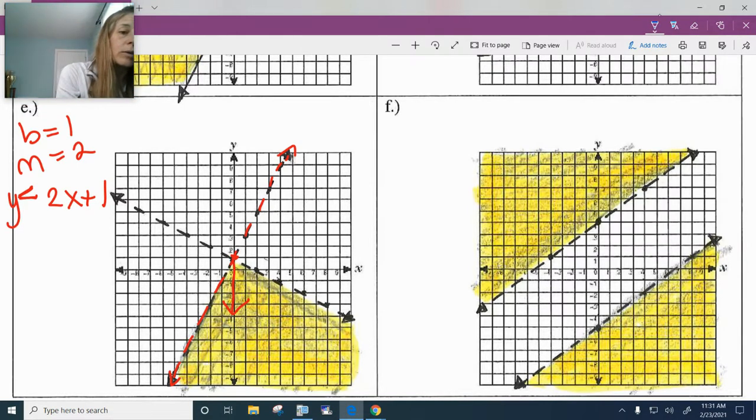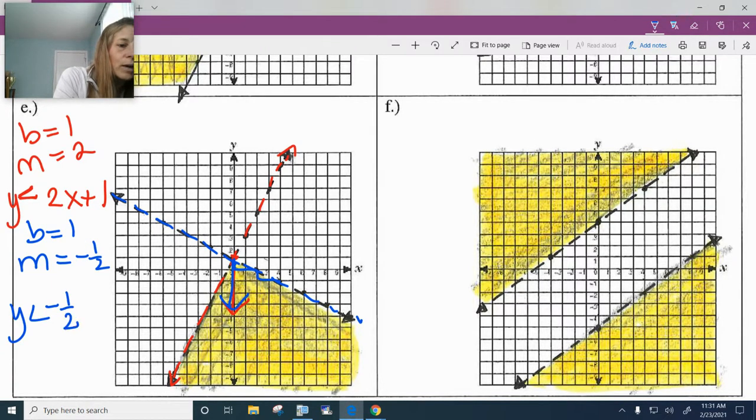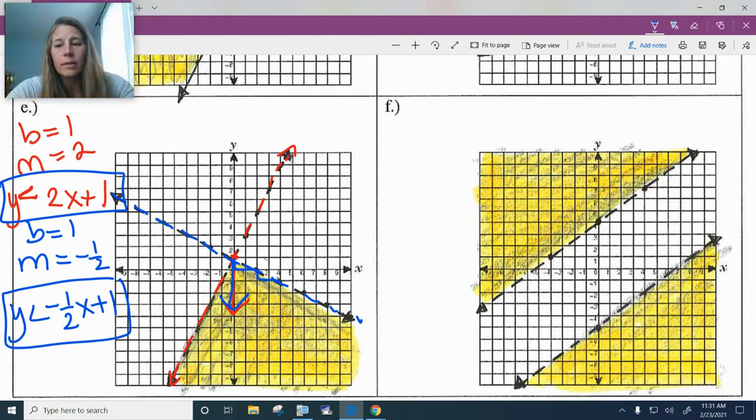Okay, let's do the other one here. Again, it's going to be dotted, so it'll just be a greater than or a less than. It's going down again, so I know that's actually going to be a less than. All right, so let's find our y-intercept. Once again, our y-intercept is 1. This time our slope is down 1 over 2, so that's negative 1/2. So this is going to be negative 1/2 x plus 1. So these are the two inequalities of that system.